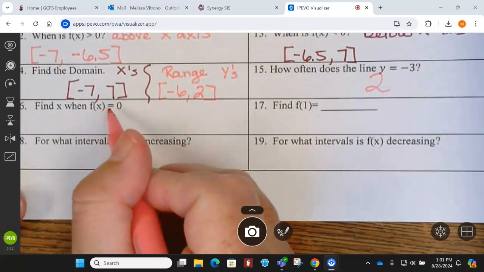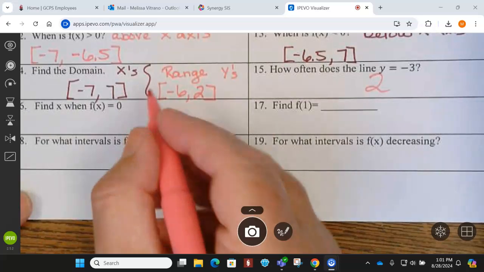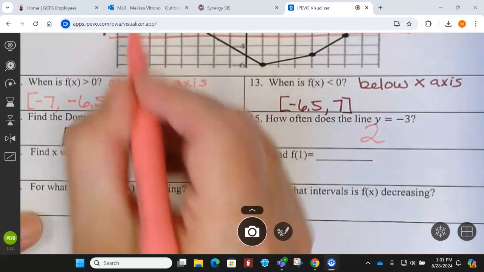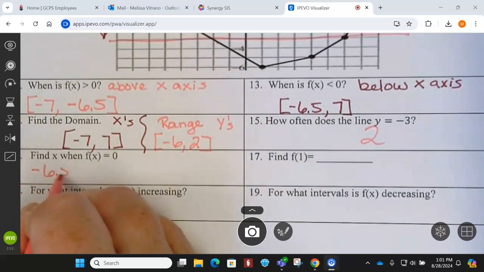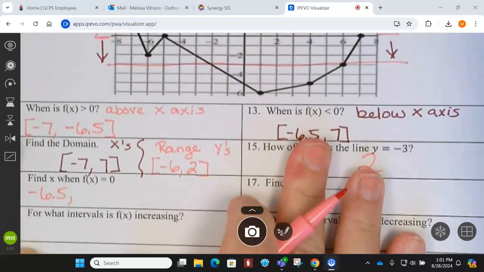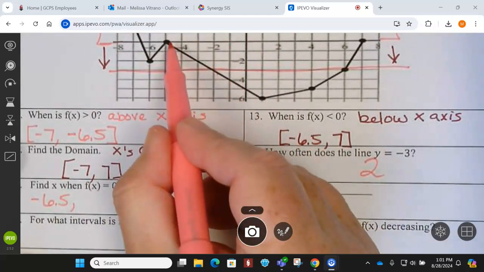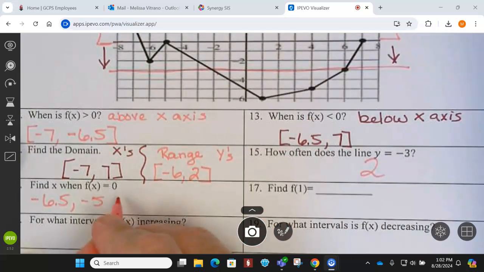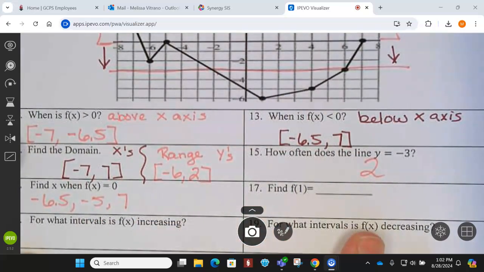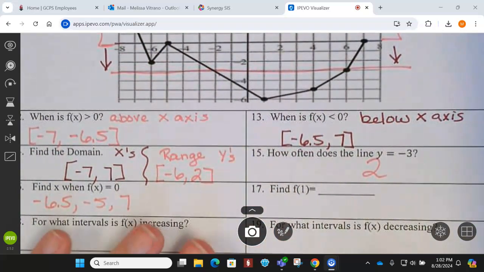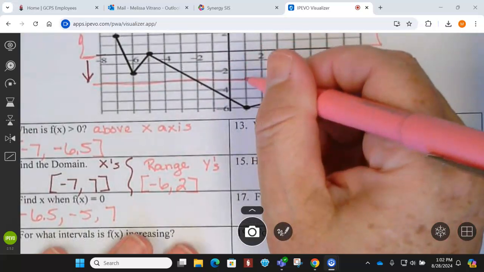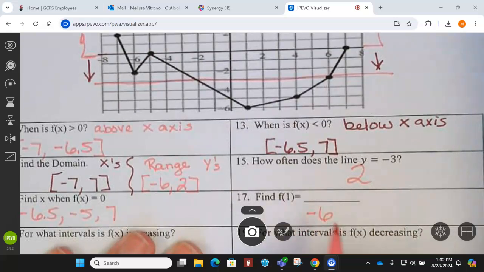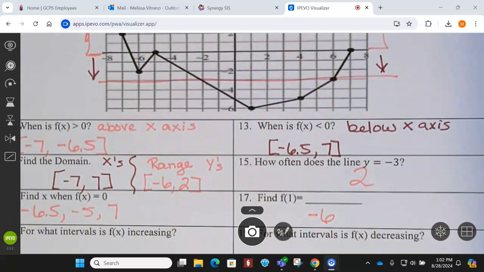When does f of x equal 0? So when do we cross or touch the x-axis? So here at negative 6.5. Oopsies, I'm sorry, I didn't get down far enough. Here at negative 5. And here at 7. Okay. F of 1, when do I touch the graph? It's right down here at, I can't write that in that little space, negative 6. Okay.